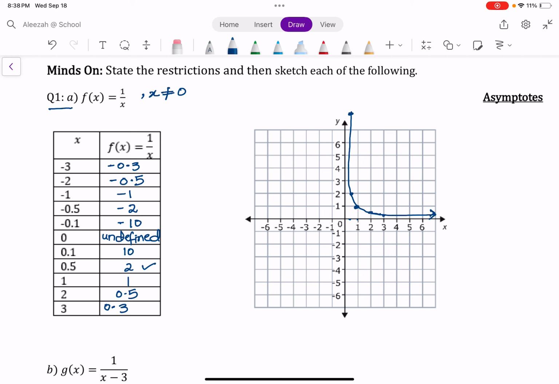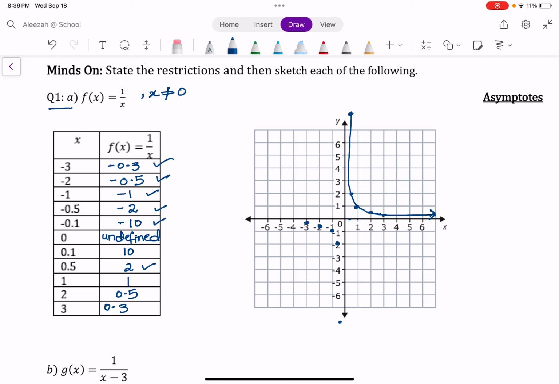And now I just look at my negative values. So if I start from negative 0.1, my y value is negative 10. So suppose negative 10 is here, right? Okay, when x is negative 0.5, my y value is negative 2. So this is the point. When x is negative 1, y is also negative 1. So that's the point. When x is negative 2, it's negative 0.5. And when x is negative 3, it's negative 0.3.